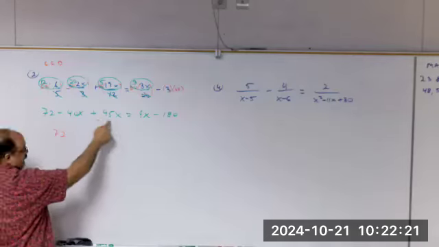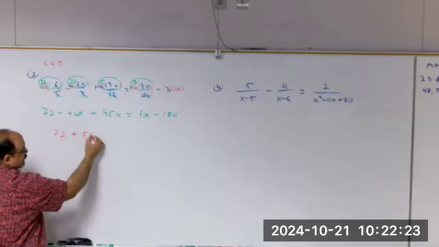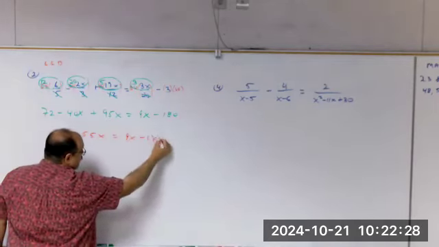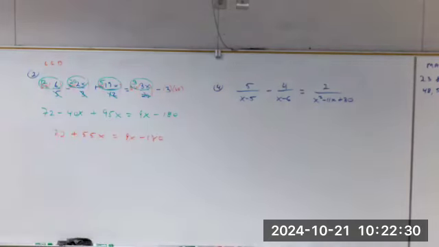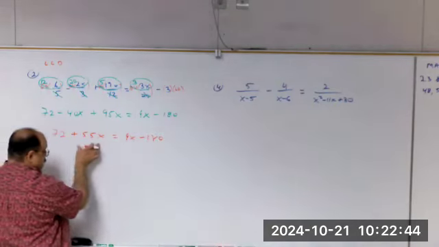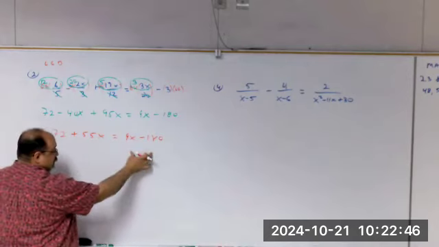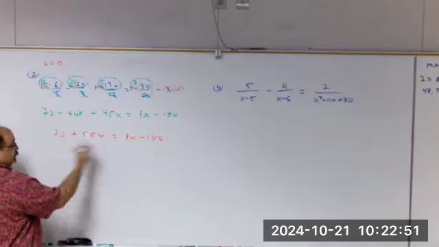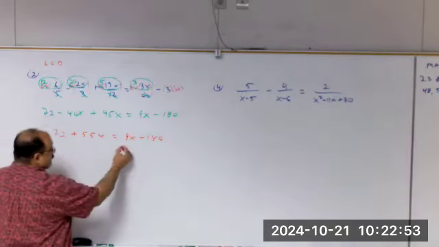Negative 40x plus 95x is positive 55x, equals 9x minus 180. Both sides are simplified. Now we want to separate the variable from the constant. We want to get variables on one side. Focus on the variable first. So we either take the 55x and subtract it from both sides, take it to the right, or subtract 9x from both sides and bring it to the left. So what do we want to do? Left or right? Right. Let's subtract 9x.